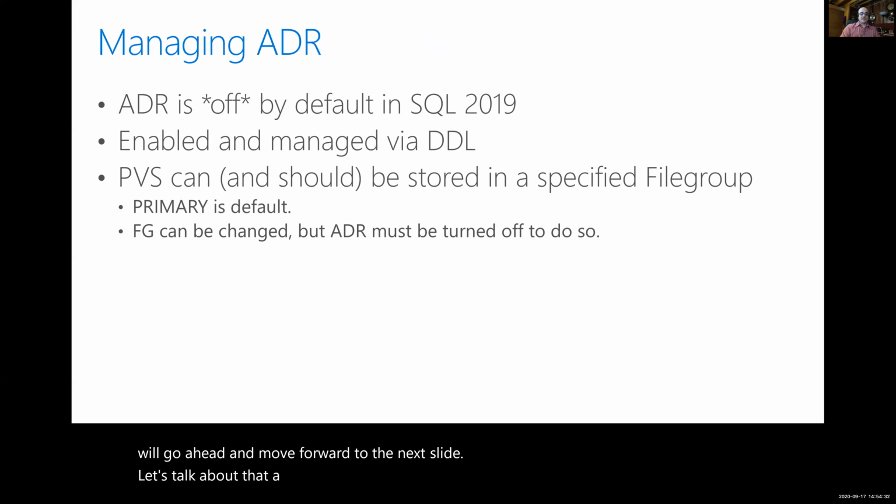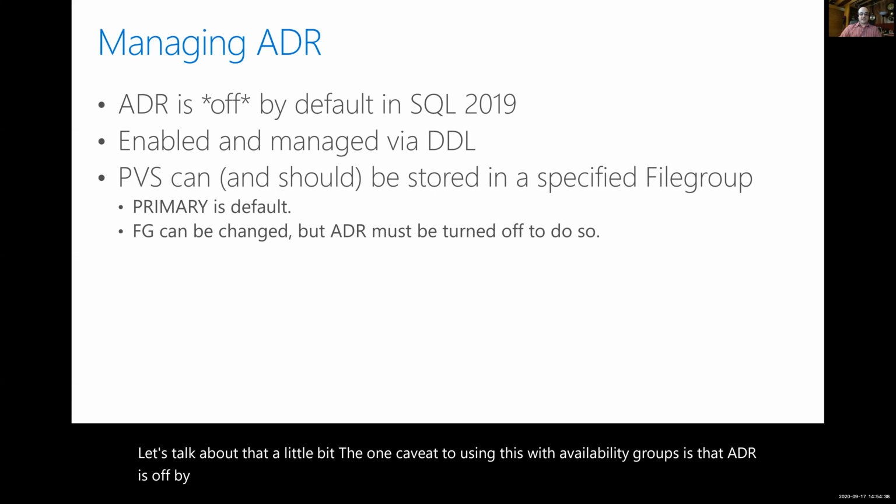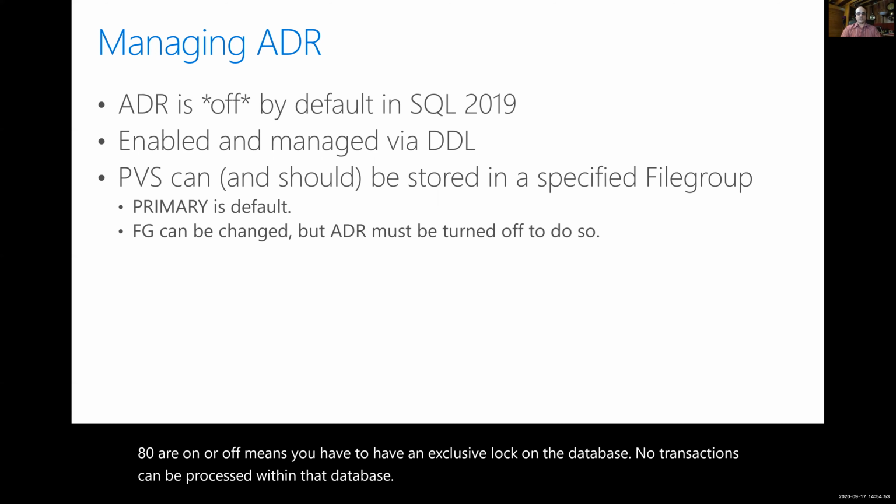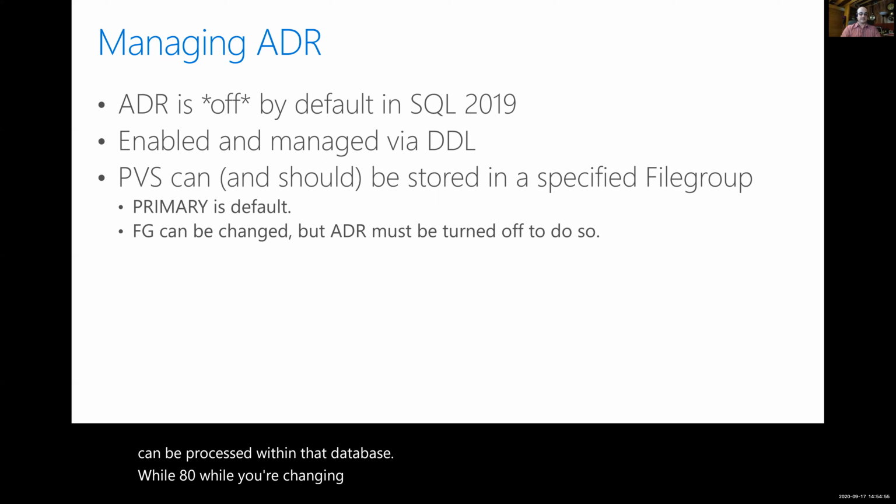The one caveat to using this with availability groups is that ADR is off by default, and you have to have exclusive database access to turn it on. So turning ADR on or off means you have to have an exclusive lock on the database. No transactions can be processed within that database while you're changing the ADR state. So yeah, that's another one of those cases where you have to kick everybody out.